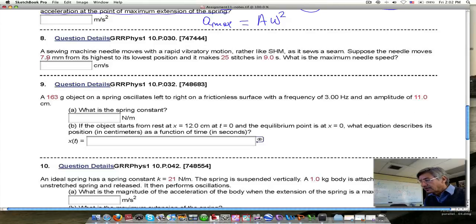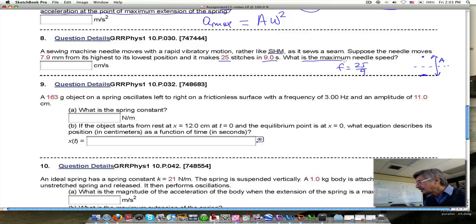This is the problem of a sewing machine. A sewing machine could be thought of like simple harmonic motion, and it moves from the top to the bottom, where it makes the stitch and moves a certain distance. So the amplitude of the motion is half that distance, because a cycle is from the top to the bottom. And 25 stitches in 9 seconds means that the frequency is 25 over 9.